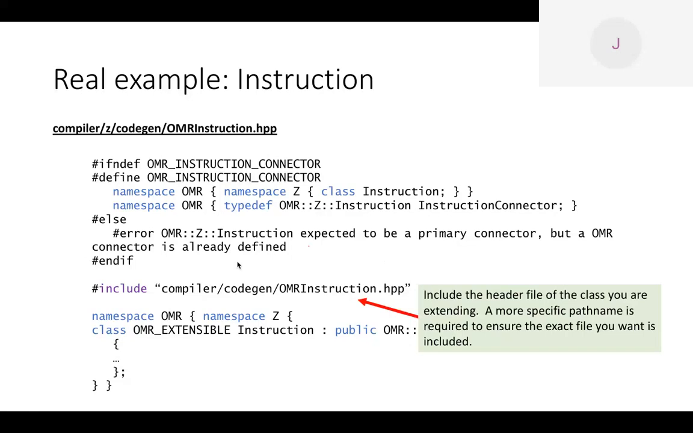Because this is a Z architecture extension, and it's going to be extending the base OMR instruction, it needs to basically reach back and include that base class. So here's an example of where you should use a project-specific path. In this particular case, the way that this stem path is written here, it's going to find the parent of this particular class.